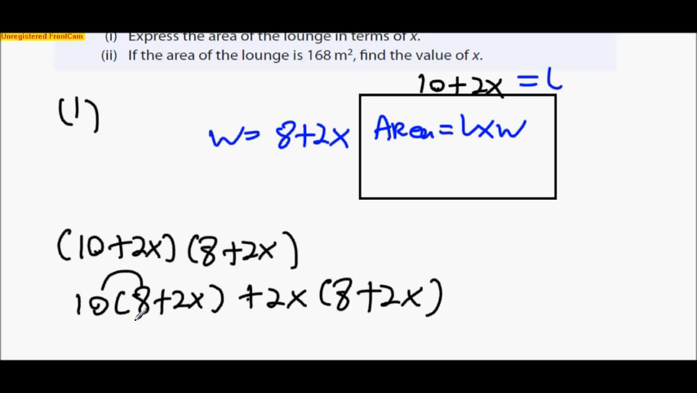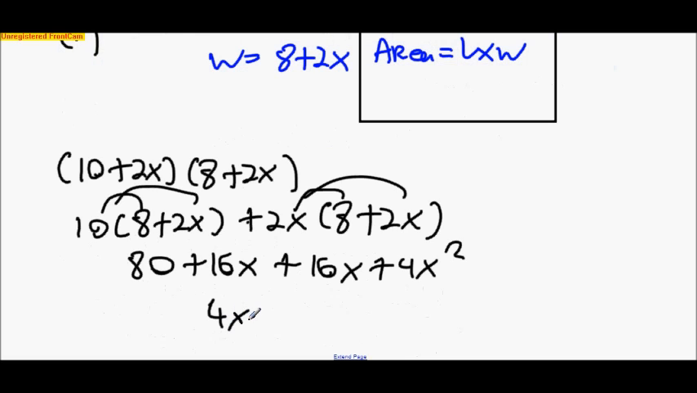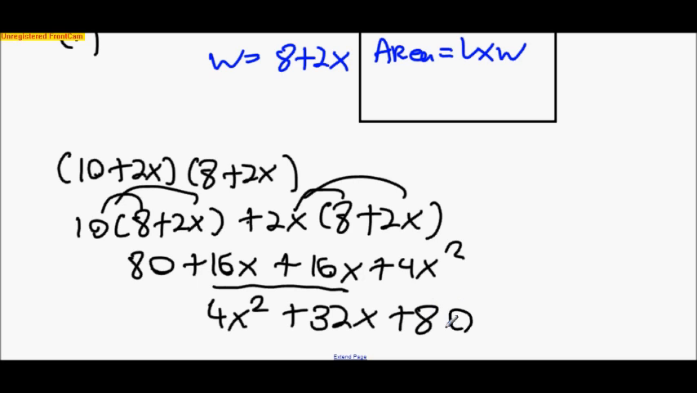80 plus 16x plus another 16x plus 4x squared. And what we're going to have here is 4x squared, and the two of these added together are going to get you 32x, and the other one's 80. So that's what the area equals.